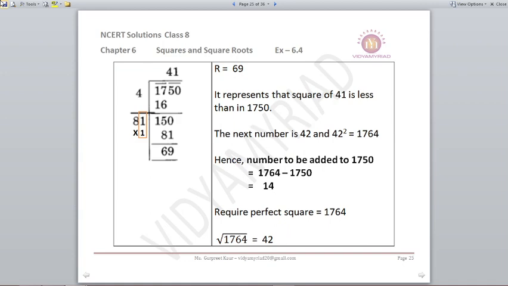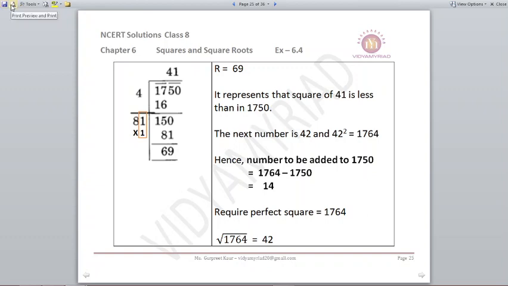Next number, 1750. So the pair is 17 and 50. 4 4s are 16. So 7 minus 6, when I do 1, 50 will come down. 4 plus 4 is 8. 81, it is there. 150 minus 81 gives me 69. So remainder here is 69.